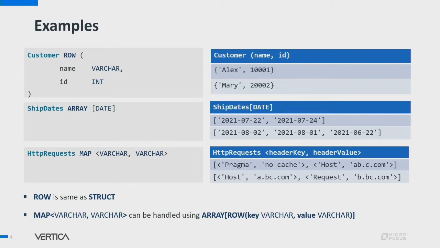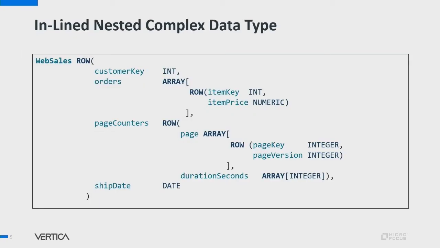So those field types will be varchar as well. So in the previous slide, we saw complex data types where the fields were all scalar or primitive types, but complex data types can be nested as well. So on this slide, we have an example of an inline nested complex data type.